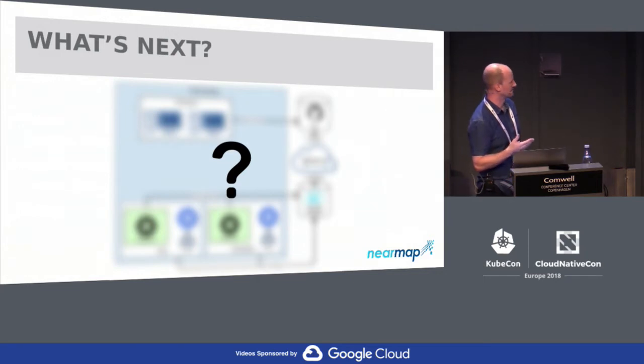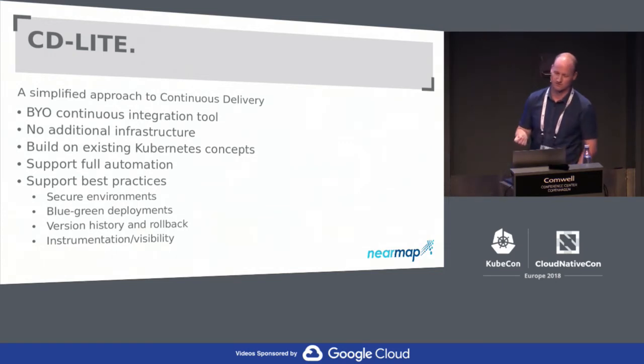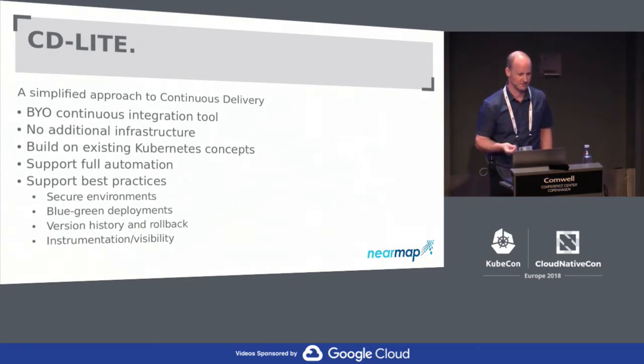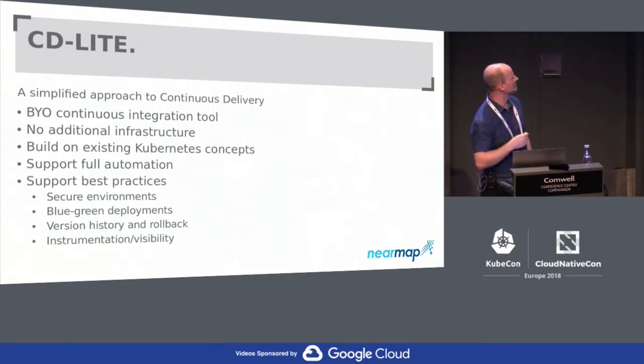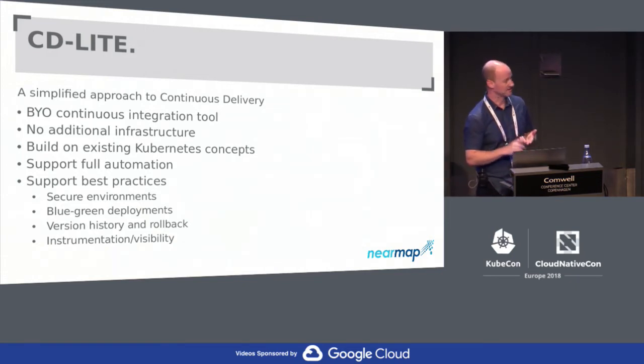So we kind of went back to basics and said, okay, how can we create a really simple CD pipeline, and what would that look like? So first, let's define some goals for this pipeline. We want to be able to bring our own integration tool. So these are well-known solved problems, right? People have been doing continuous integration for some time. We don't want to have to use any additional infrastructure. So we already have our build server, we have our container registry, and we have our Kubernetes cluster. That should be enough for us to build a pipeline.